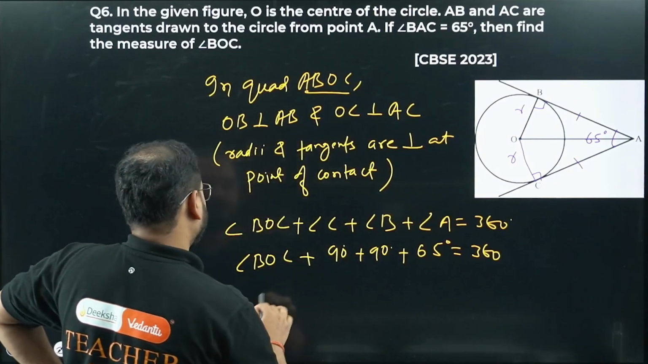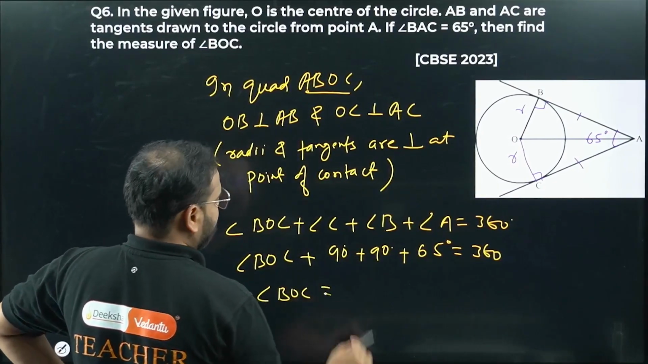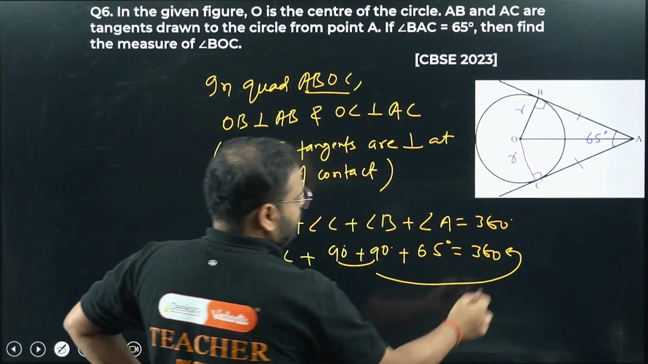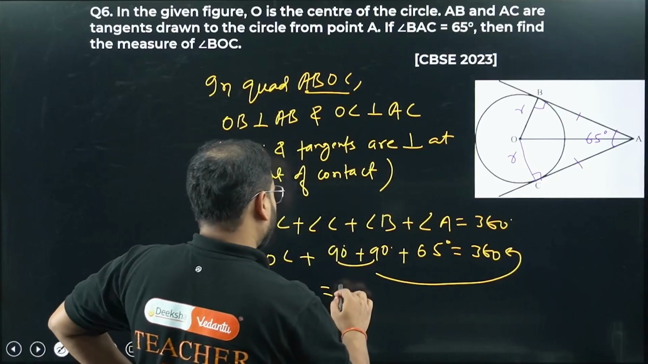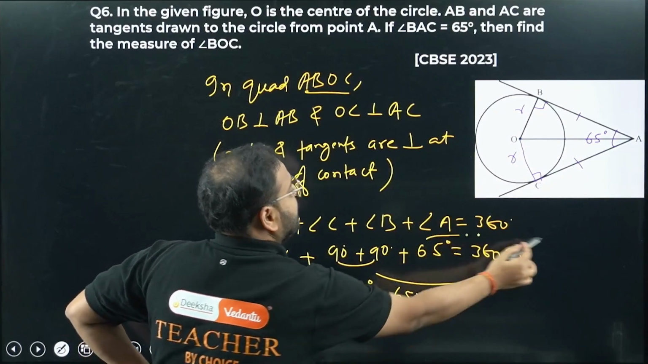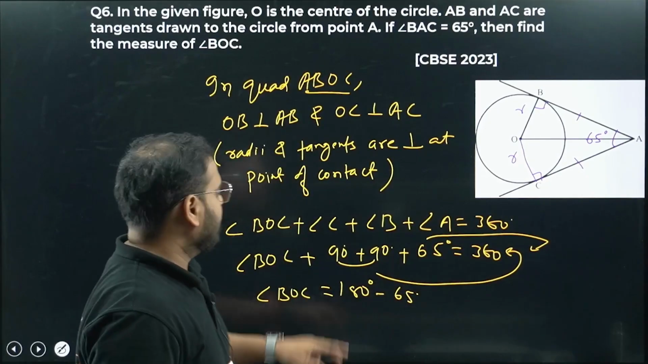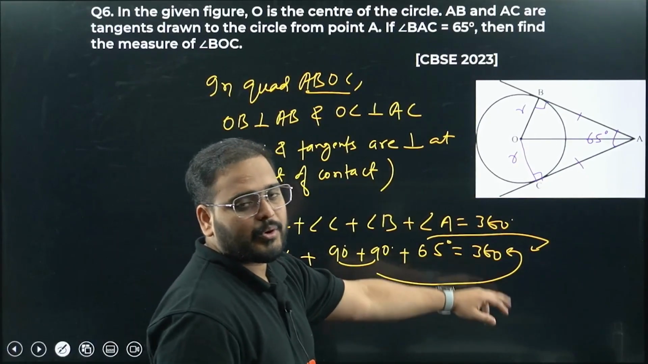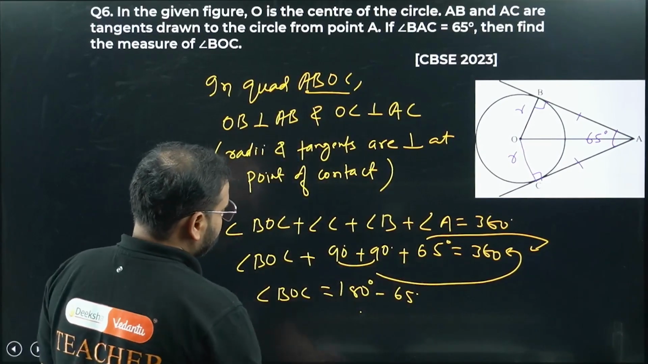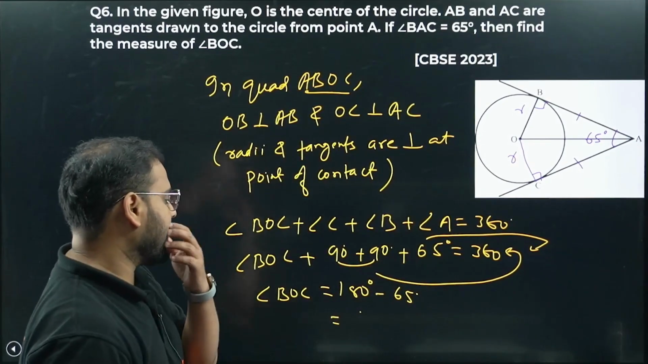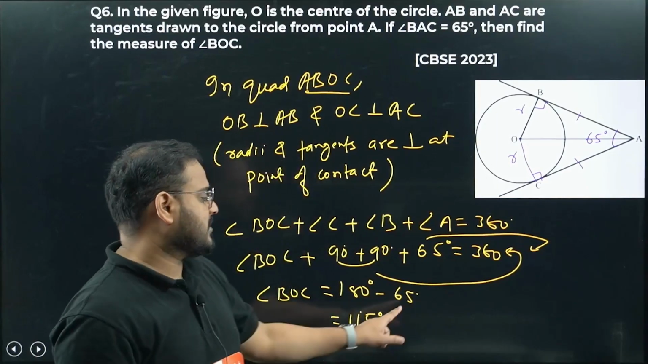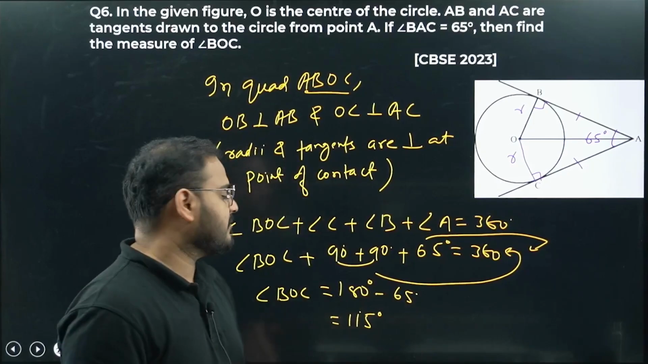So if you check here, angle BOC is coming as 360 minus 180, since 90 plus 90 is 180, and then minus 65. So simply 180 degrees minus 65 degrees. If it was 60, I would get 120, but it is 65, which means 115 degrees.